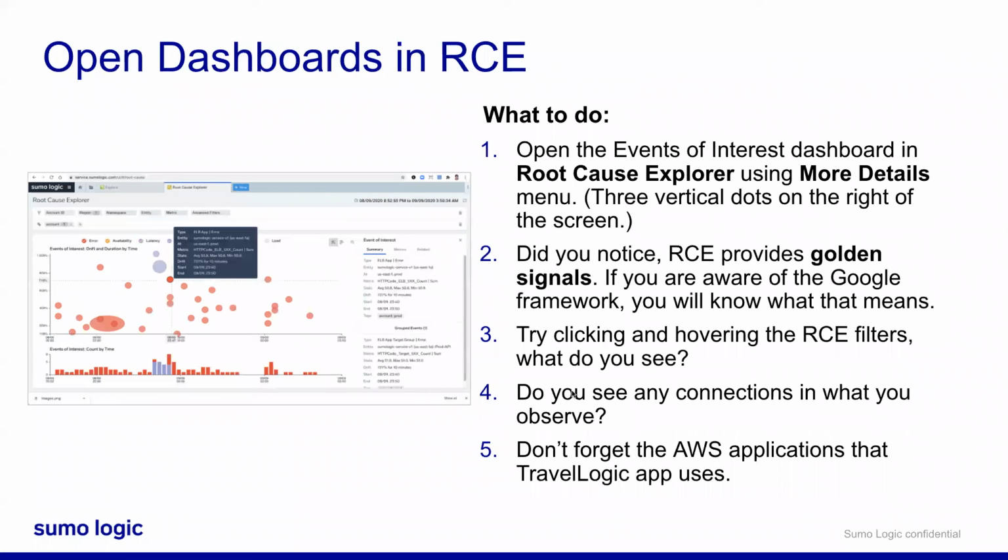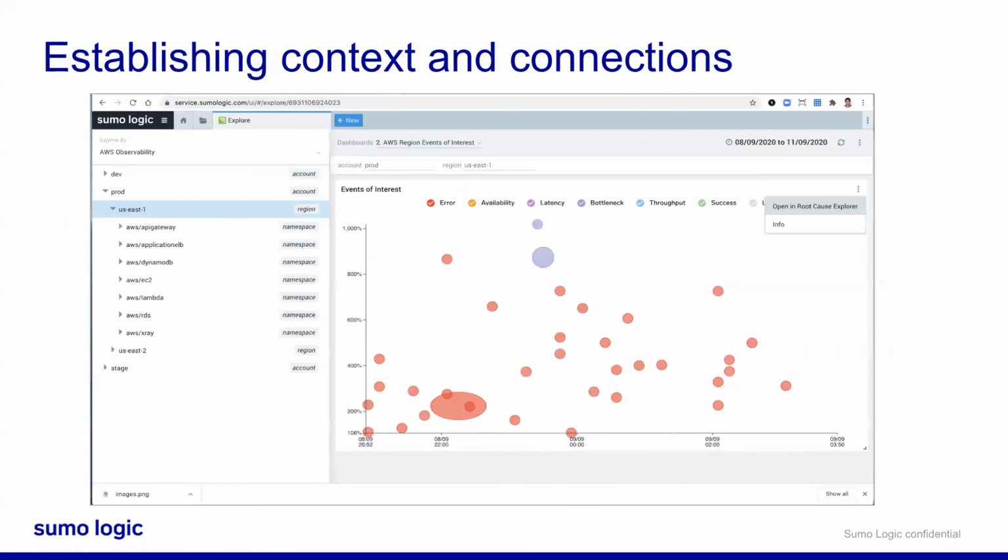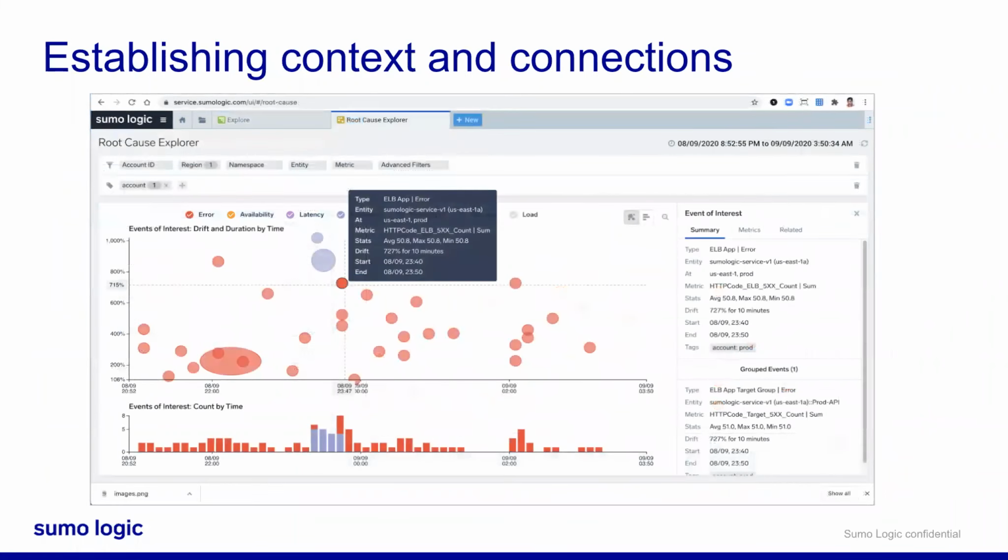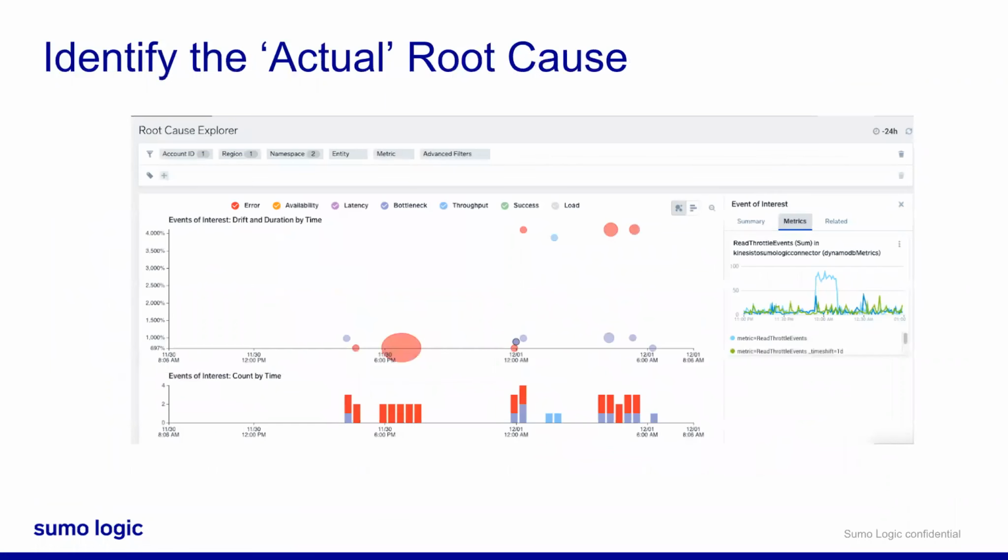And then using Root Cause Explorer, we were starting to detect what caused the 500. We started to establish context and utilize connections and see that the ELB error is occurring. We used the filters to filter only the data that was relevant. And then the actual root cause, at least where we got to, was that read throttle events spiked. And then we saw, although I was faking it a little bit, that somebody had deleted something inappropriately, which basically screwed everything else up.